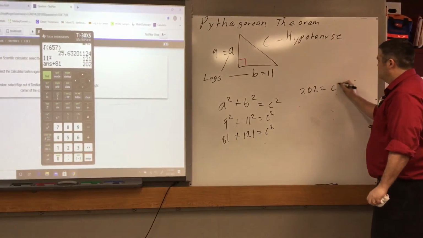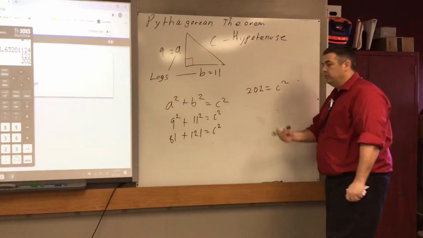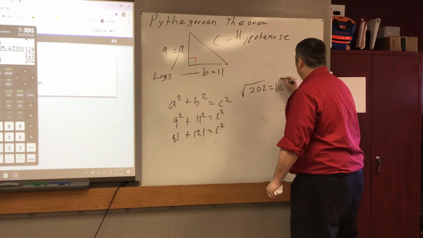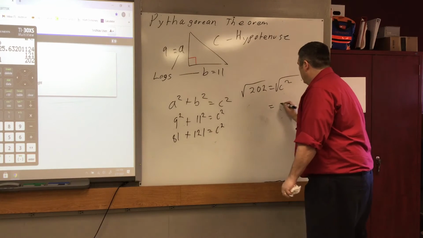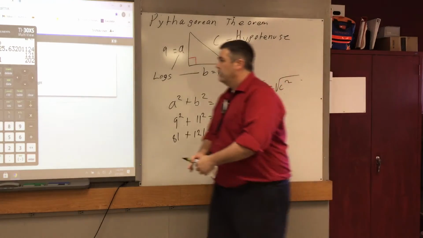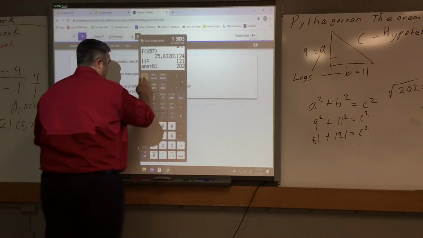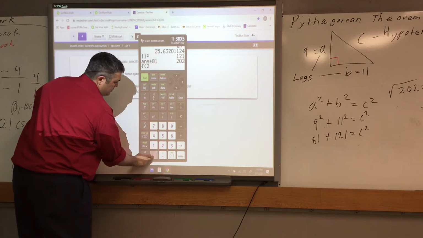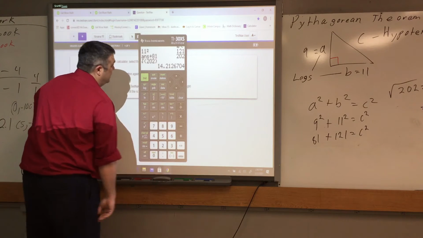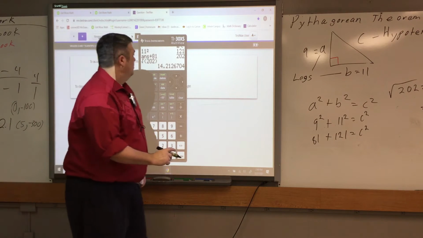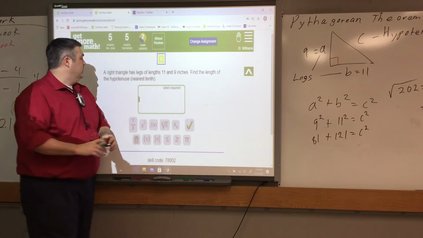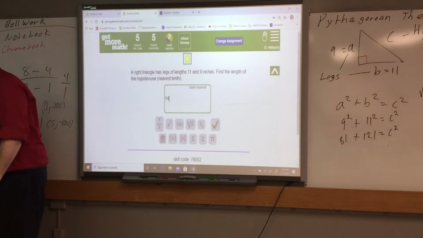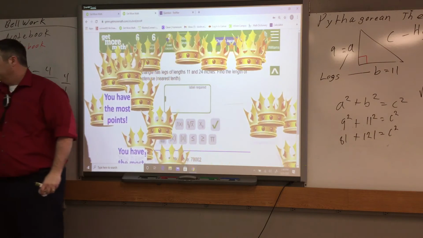202 equals c squared. And then you take the square root of both sides. Take the square root of both sides. Okay, so now you get c equals whatever the square root of 202 is. Second, square root, 202, close it in, hit enter. And you get 14.2 if you round to the nearest tenth. 14.2, yep, 14.2. And we're still talking about inches there, so we're good there.